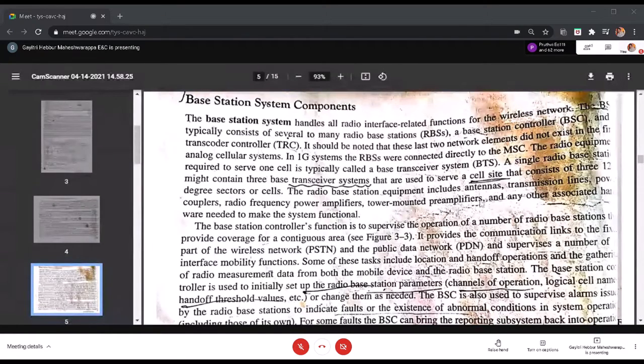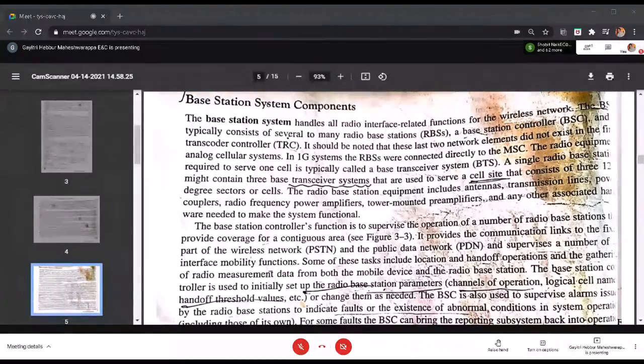The radio equipment required to serve one cell is typically called the base transceiver system. A single radio base station might contain three base transceiver systems and be used to serve a cell site that consists of three 120-degree sectors or cells. The radio base station equipment includes antennas, transmission lines, power couplers, radio frequency power amplifiers, tower mounted preamplifiers, and any other associated hardware needed to make the system functional. So you have to understand what the base station system components are.